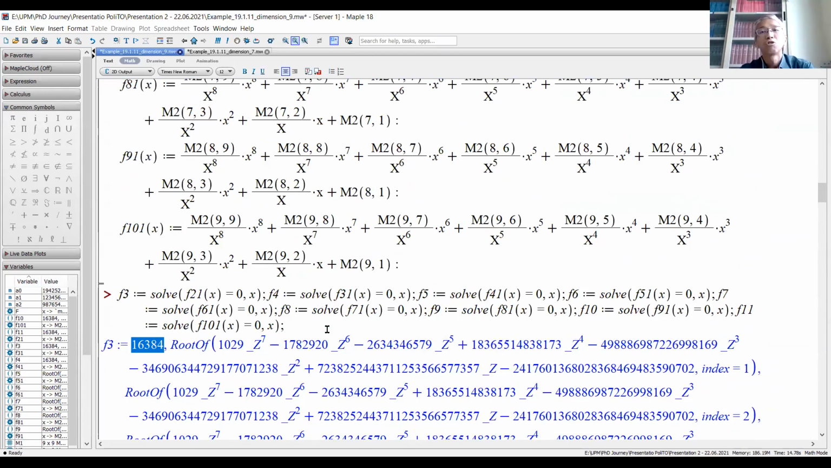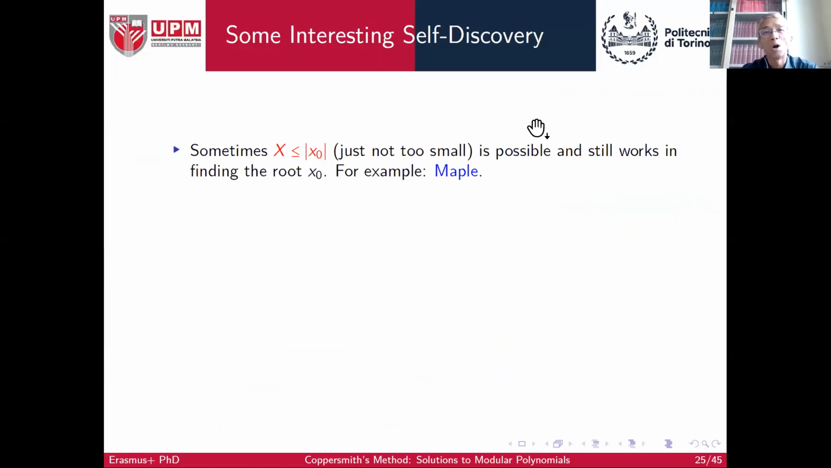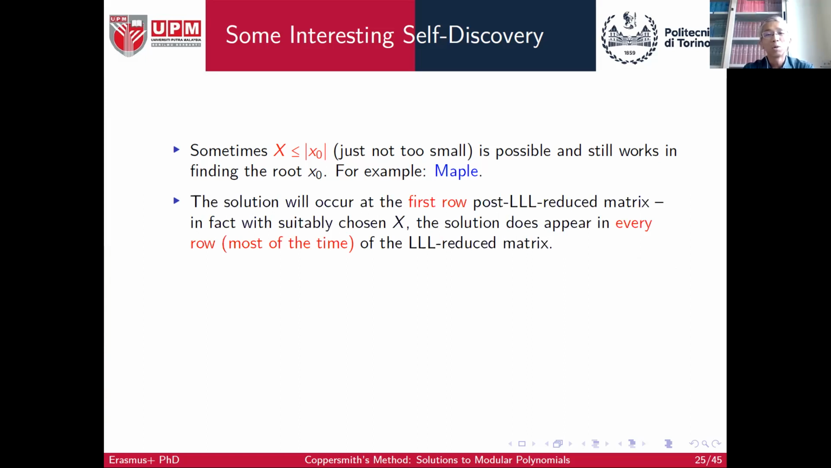So this becomes interesting because even though we try to violate or deviate a bit from the Coppersmith method, we still obtain the same solution. So this is one of the interesting discoveries. Second, the solution will occur at the first row after the LLL basis reduction.